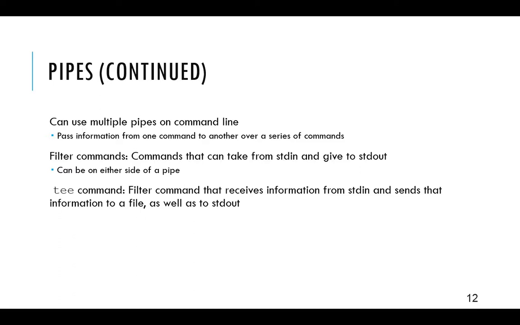The tee command will filter. It's a filter command that receives information from a standard input and sends it into a file as well as the standard output. So instead of just having it go from the standard output of something to the standard input of a new command on the line, it also adds it to a text file. Does that make sense? So if I use tee instead of a pipe, now I've got two ways for it to go out.